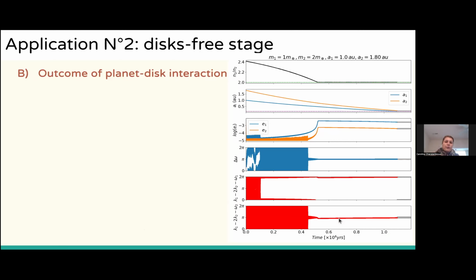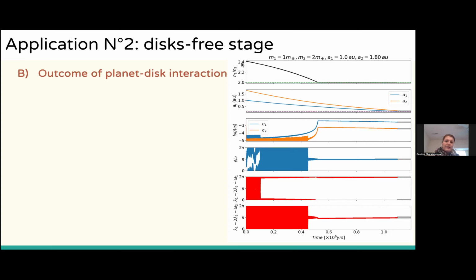And another way to study the outcome of the formation process is what happens after the disk, the planet-disk interaction phase. So as I said before, when we have planets in the disk, we know that the planets should migrate because of the presence of the disk. So what we can do is to make them migrate and see the final configuration and infer how was the migration when there was gas in the disk.